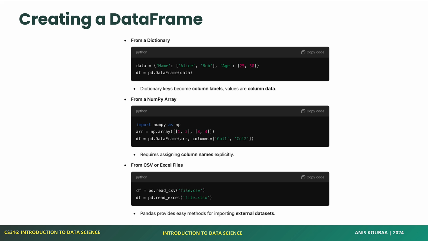There are different ways to create a DataFrame. You can create it from a dictionary like this. Here, this is the key, and this is the value, and it is going to load it like a table. It has two columns, and this is the first element of the column, and this is the second element of the column. So it's going to create two rows. In the first row, the name is Alice and the age is 25. And the second record will be Bob, and the age is 30.